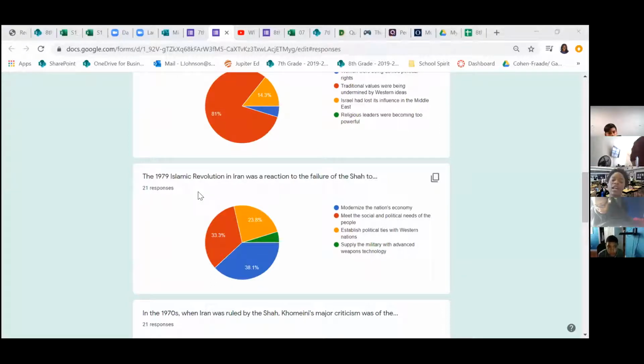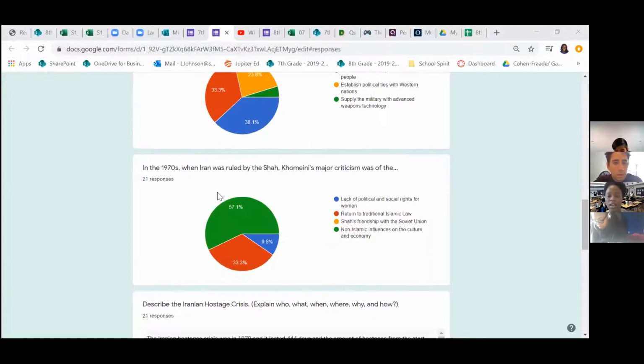In 1979, the Islamic Revolution in Iran was in reaction to the failure of the Shah. I'm actually going to accept two answers. I will accept meet the social and political needs of the people and also modernize the nation's economy, because we did talk about a scaling economy. Right? This one is incorrect: establish political ties with the Western nations, because that was actually the problem and a cause of the revolution. So it doesn't make sense as an answer.